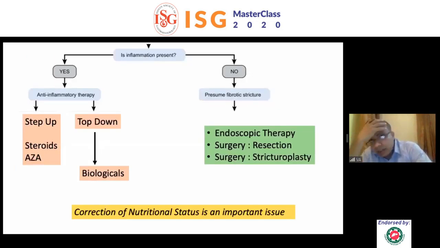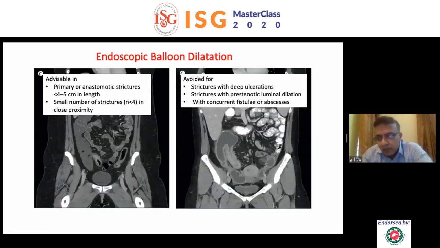So coming back to this patient who had a B2 disease, stricturing disease, and predominantly inflammatory, that is where we went down this line. If the patient had a fibrotic stricture and the stricture is accessible endoscopically, then you would like to go for endoscopic dilatation. When do you go for endoscopic balloon dilatation? If the stricture is a short stricture, less than 4 centimeters, and if there are 1, 2, 3 strictures, maximum 3 strictures in close proximity.